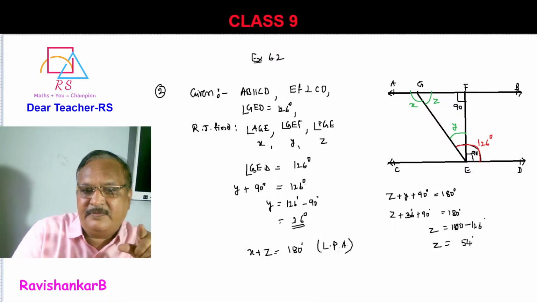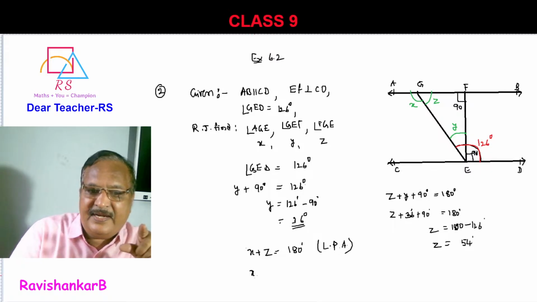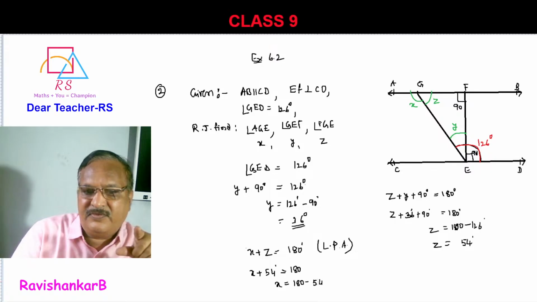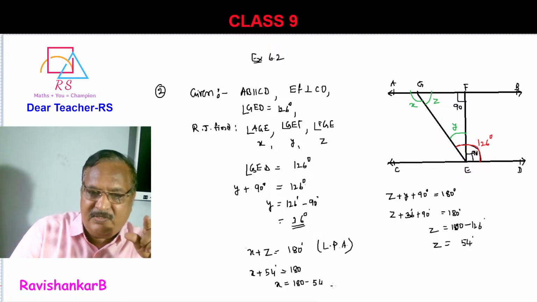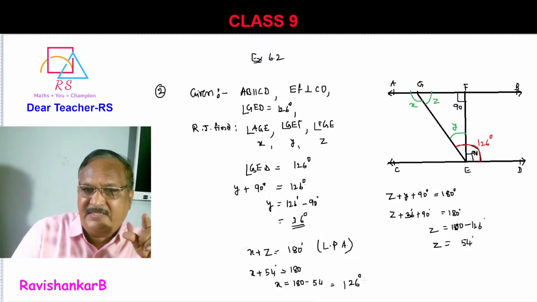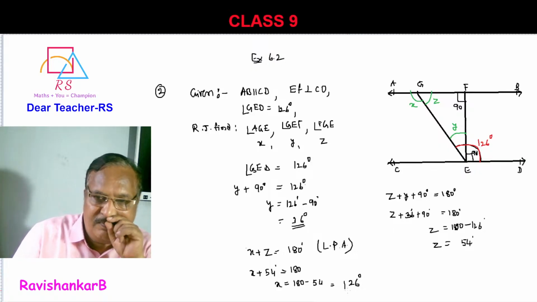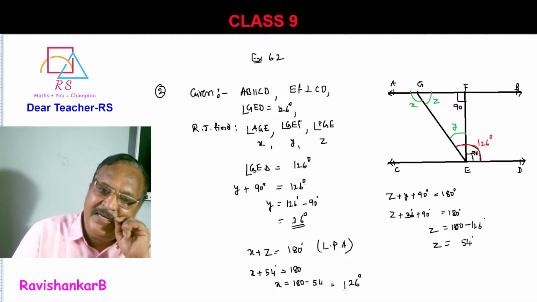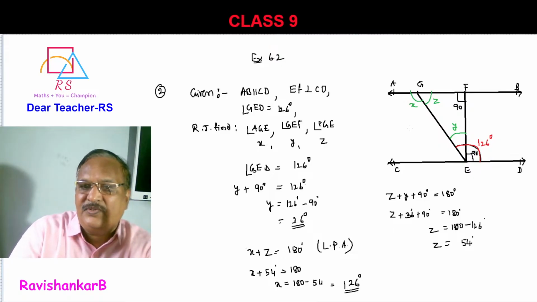Linear pair axiom. So now already z I got 54 degrees. So 180, therefore x is equal to 180 minus 54, which is equal to 126 degrees. Okay. So you can do this directly also. This x is equal to 126.